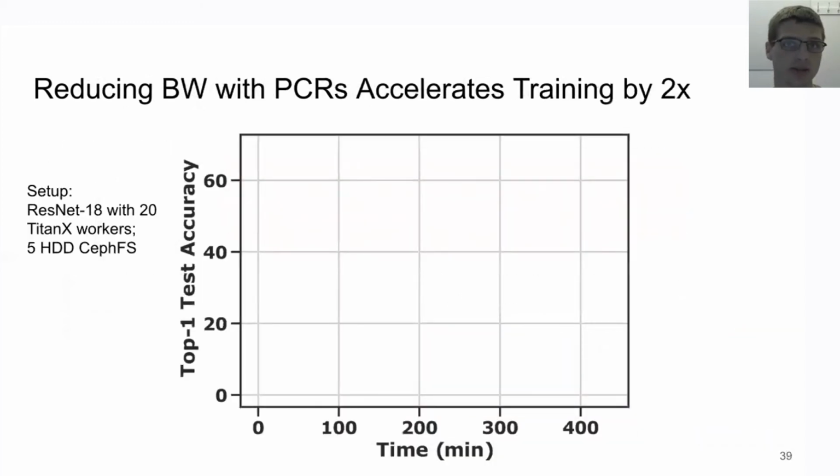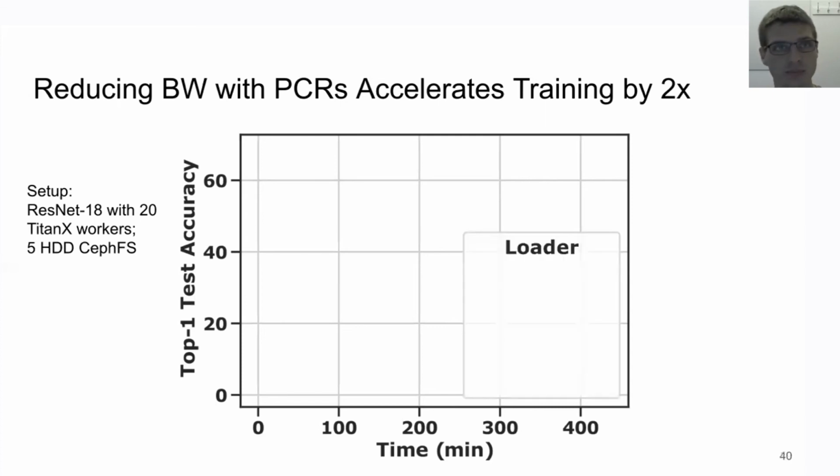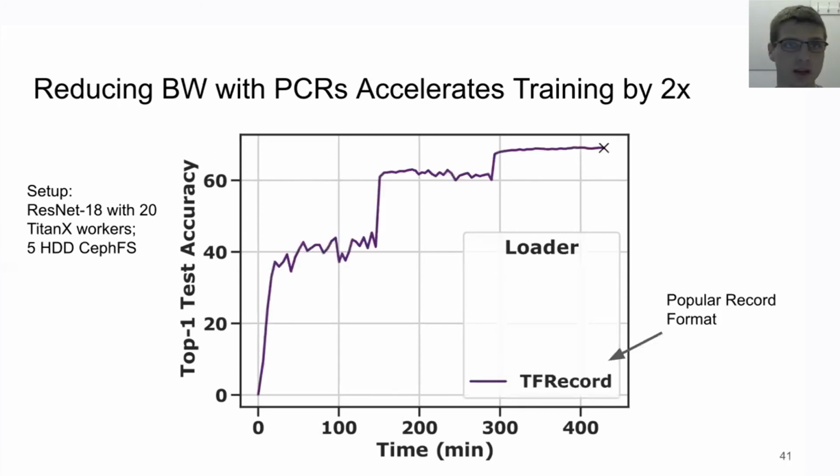To evaluate progressive compressed records, we show ResNet 18 convergence over time. The x-axis is wall clock time in minutes. The y-axis is the top 1 test accuracy. Higher accuracy is better. We evaluate multiple loaders. As a baseline, we use a record format, TF records, and compare it against various scans of progressive compressed records. We can see that TF records reaches convergence in over 400 minutes.